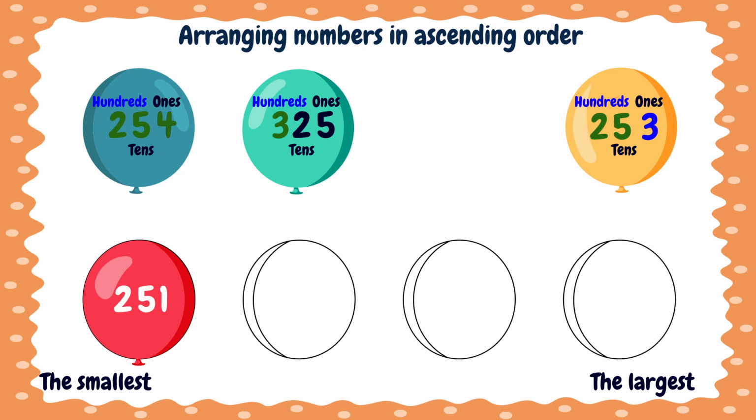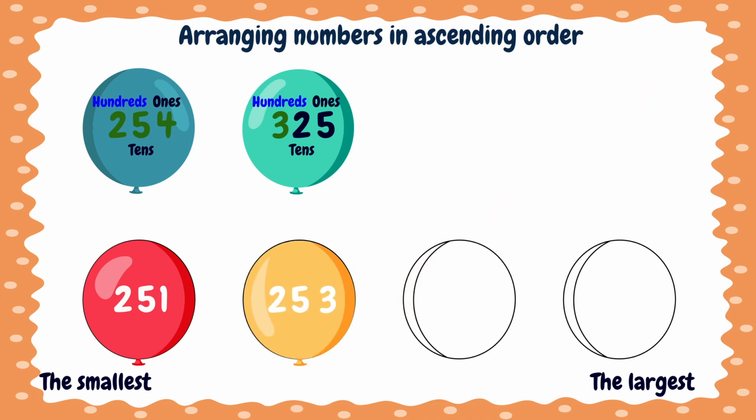There is the number 4 here, and here is the number 3. Which one is the smallest? Well done, the number 3. So the number 253 is the smallest. So we will put this balloon here. Now we only have 2 balloons.